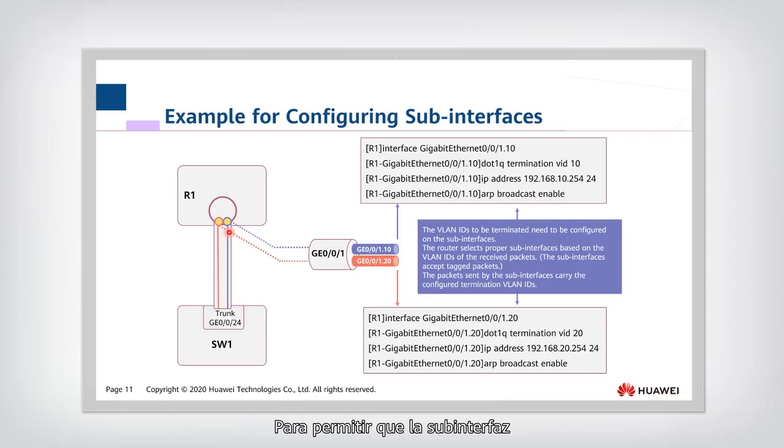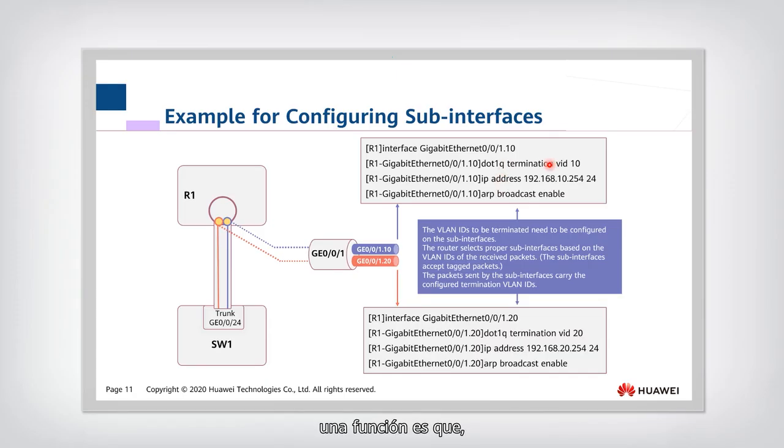So to enable the sub-interface to forward the ARP broadcasting packets, we need to use the ARP broadcast enable command, to let the sub-interface successfully forward the ARP broadcasting packet out. And then for sub-interface 2, similarly, we also need to use this command, which is the dot1q termination VID 20. Actually, this command has two functions.